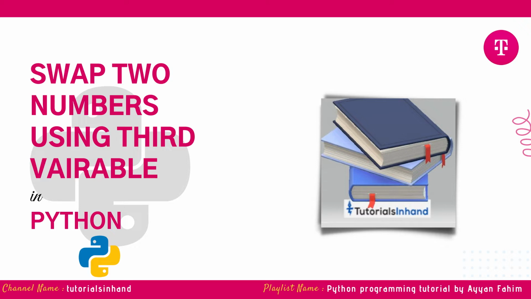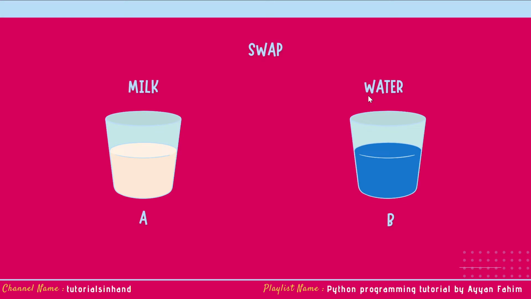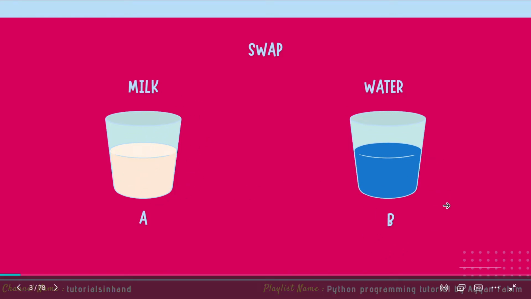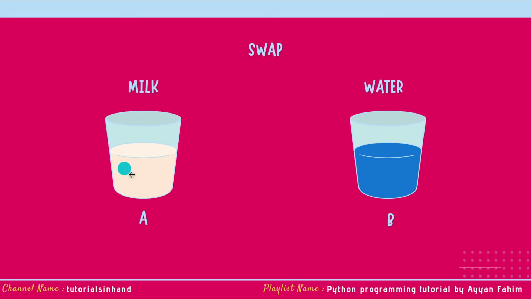So first of all, before directly moving on to the coding part, let's understand how things will work in this program. Let's take a real world example in order to understand this with more clarity. Let's say you had two glasses. Glass A contained milk and glass B contained water. What you wanted was to swap these two contents. That is, you wanted glass A to have water and glass B to have milk.